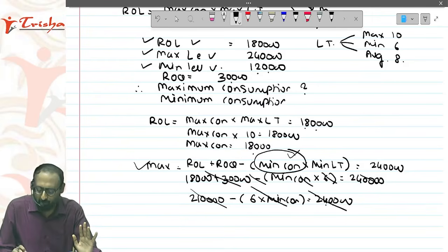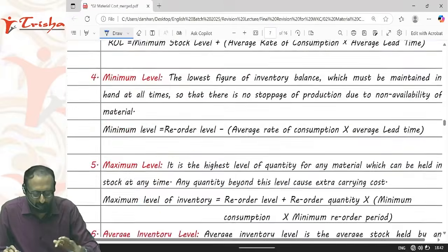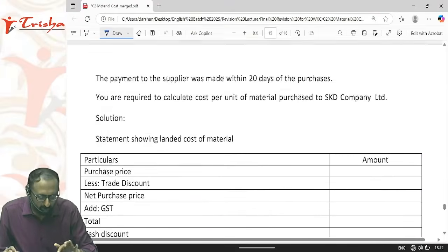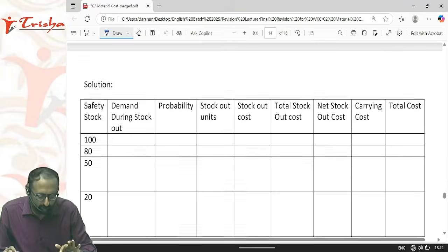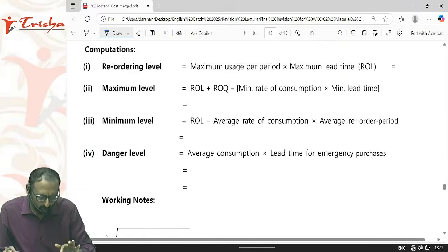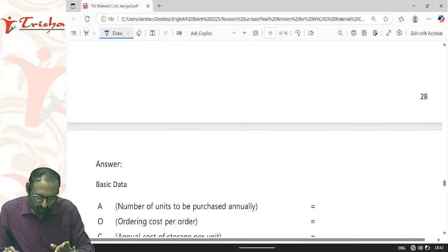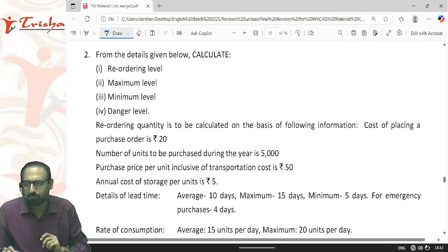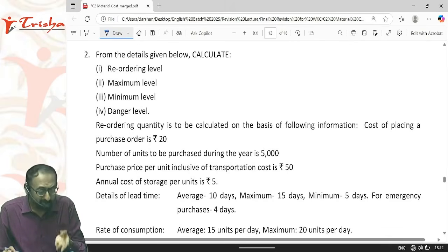Done, sir. Now we are going to solve one question. You will help me in solving that question. That question is question number 2. Big question I will solve. So many times in RTP, mock test, final examination, this question is asked, Sirji.